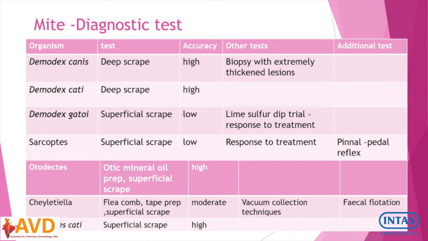And for Sarcoptes, superficial scrape, response to treatment, pinnal-pedal reflex. For Otodectes, we can use mineral oil preparation, superficial scrape, ear swabs. For Cheyletiella, flea comb, tape preparation, superficial scrape can be used, and that accuracy is moderate. For Notoedres cati, superficial scrape can be used.